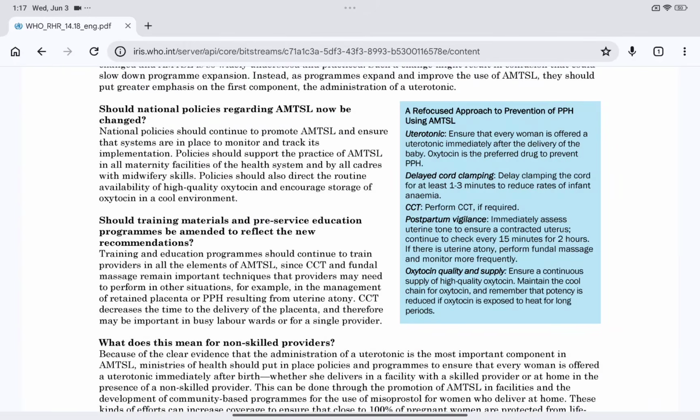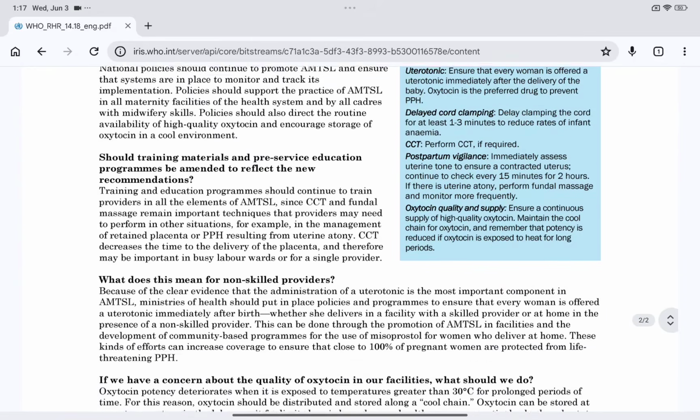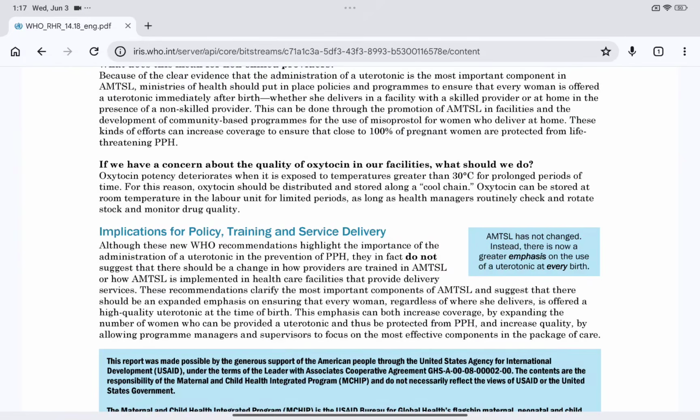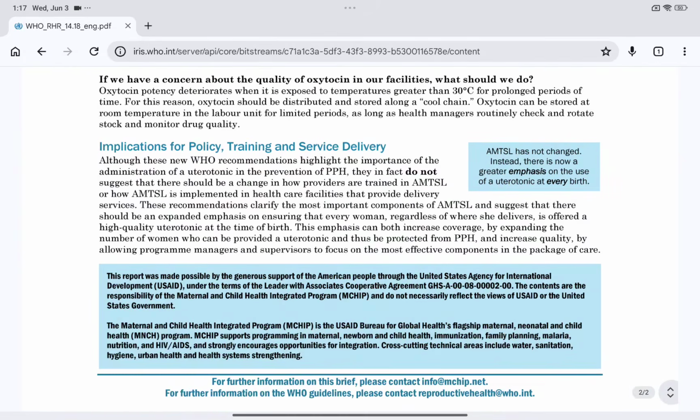Uterotonic, delayed cord clamping, controlled cord traction, postpartum vigilance, meaning uterine tone assessment. Oxytocin quality and supply should also be checked. AMTSL has not changed. The name is still the same. Thank you.